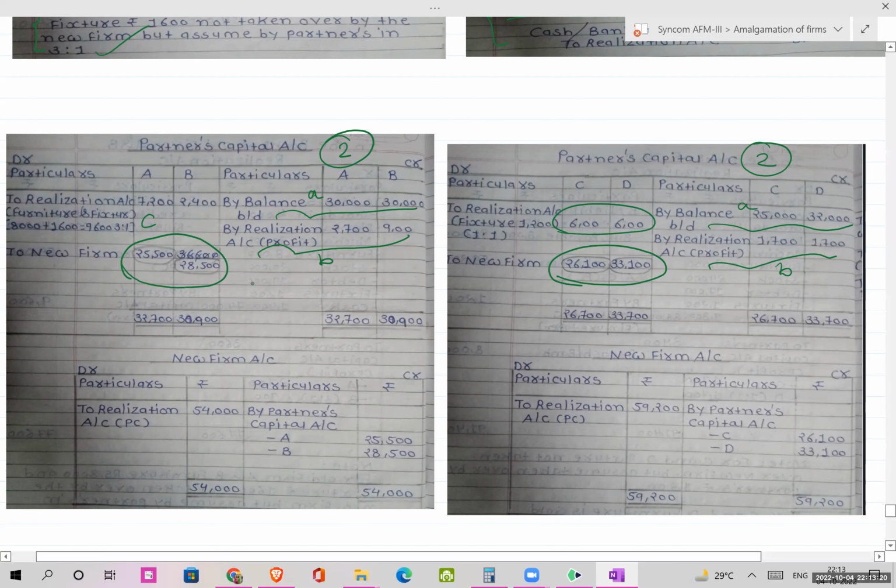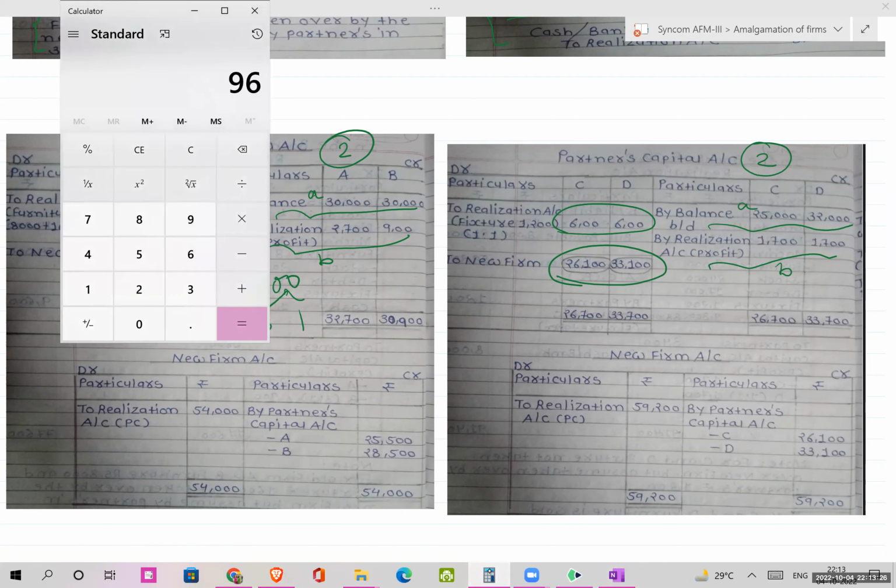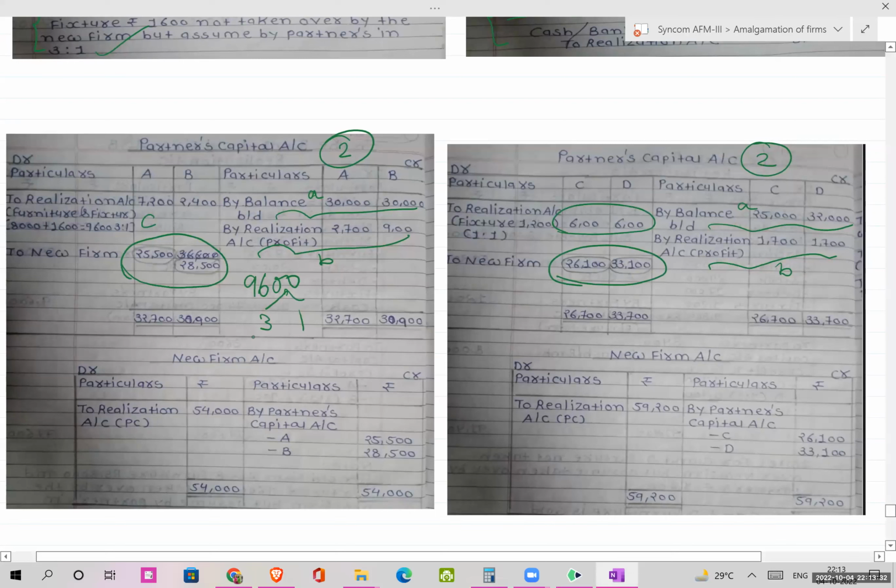So fixtures and furniture, कितना था? 9,600. उसको हम 3:1 में divide करेंगे. 9,600 divided by 4 into 3, 7,200 and 2,400. See here. Okay.